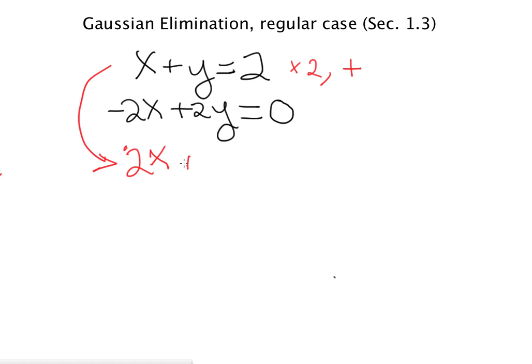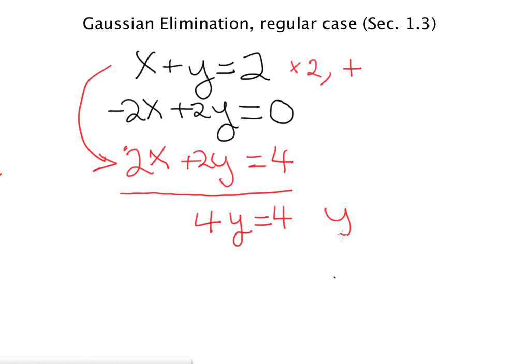2x plus 2y is equal to 4. And when you add them, you get the new equation 4y is equal to 4, which of course has the solution y is equal to 1. And when you plug y is equal to 1 into the first equation, you conclude that x is equal to 1.